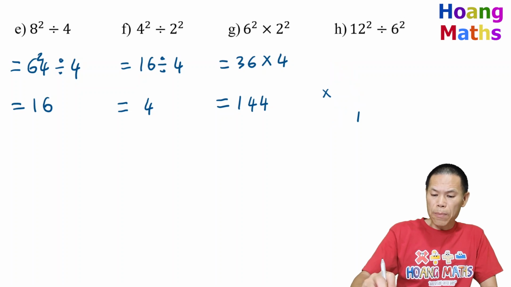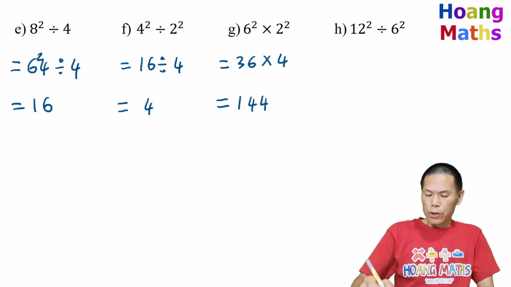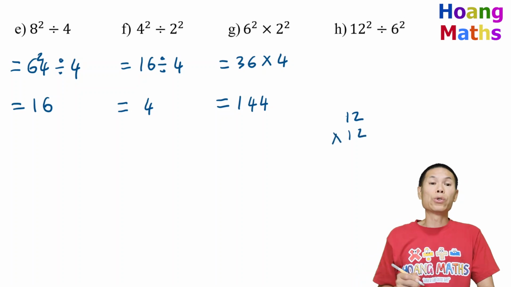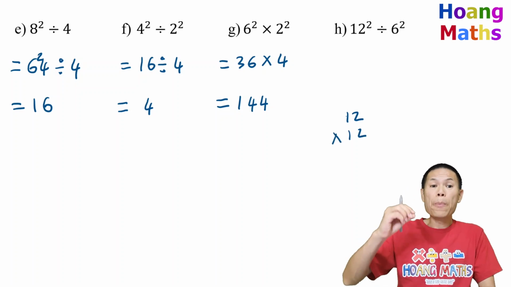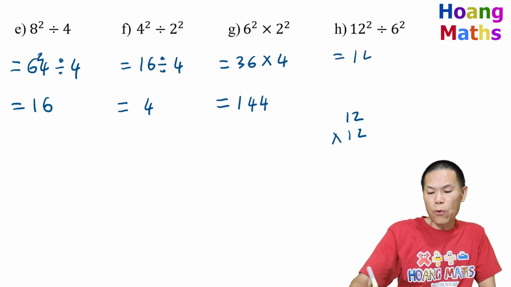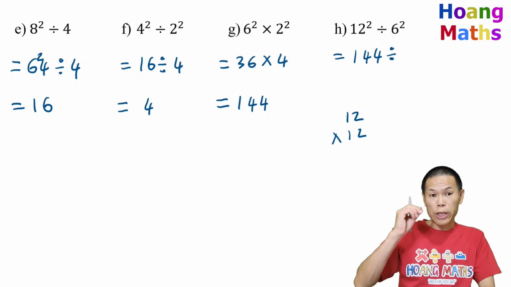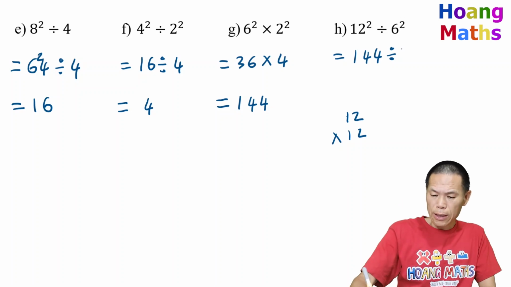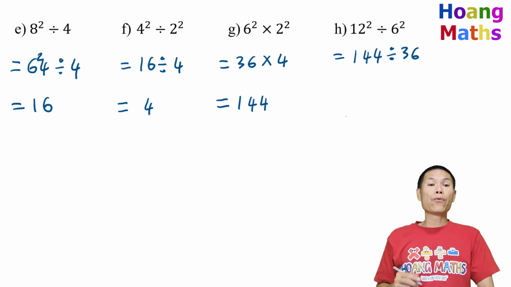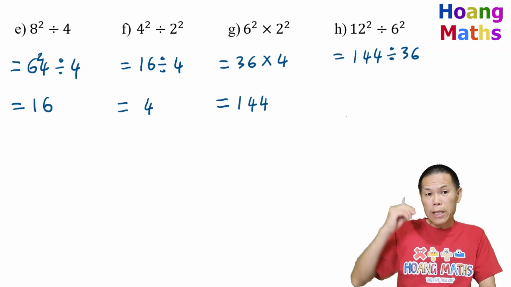12 squared divided by 6 squared. So 12 squared is 12 times 12, so you should get 144. And we divide it by 36, because 6 squared is 36. So 36, like this. And now we go 144 divided by 36.